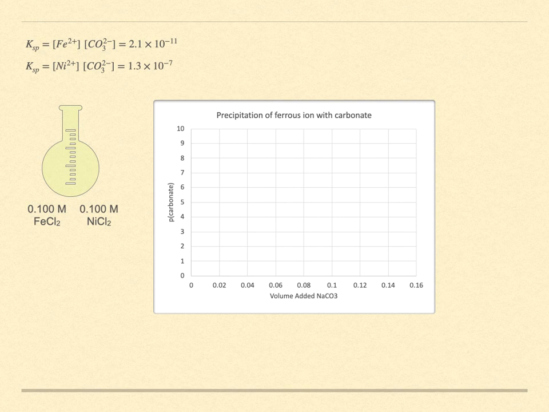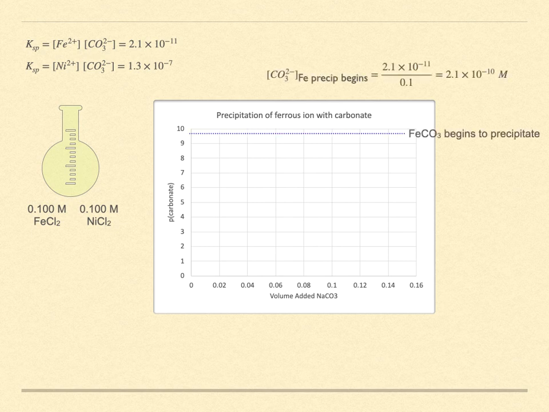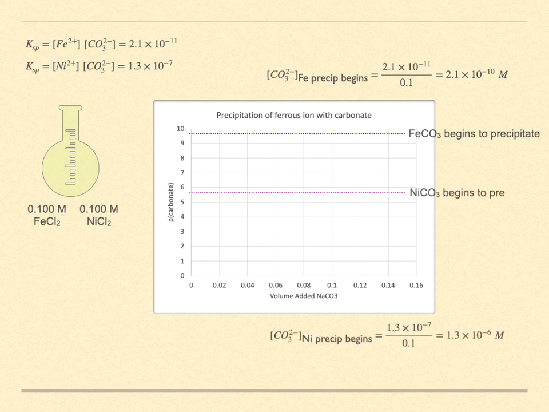From the KSP values and with the initial concentrations as given, we see that the iron starts to precipitate at this level, which is the same as before because the initial concentration is the same. While the nickel with the same initial concentration will begin to precipitate at this concentration of carbonate. Here is that same graph of the iron precipitation.